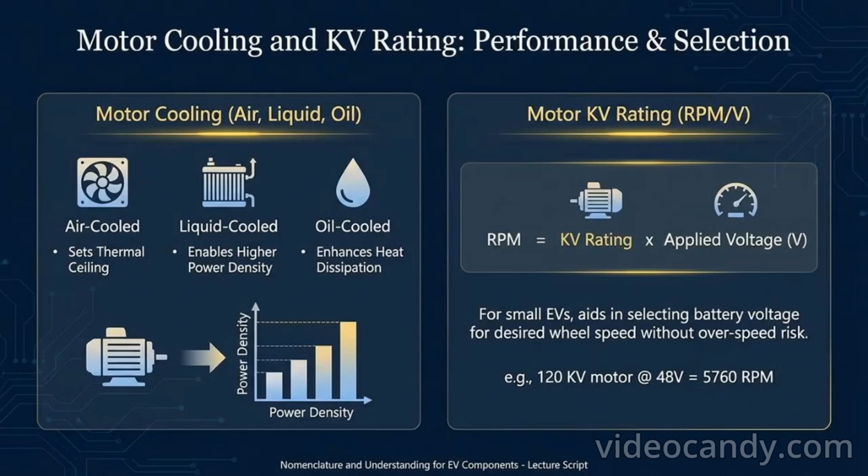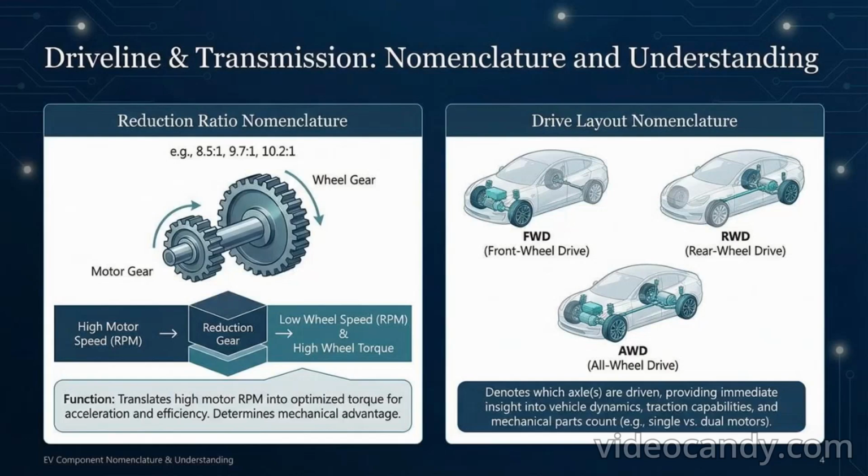Motor naming also shows the cooling type: air-cooled, liquid-cooled, or oil-cooled. Cooling decides how much power the motor can safely handle. You may also see a kV rating in small EVs. kV means RPM per volt. So a 120 kV motor spins at about 120 revolutions per minute for every volt you feed it. This number helps you pick the right motor for your target vehicle speed.